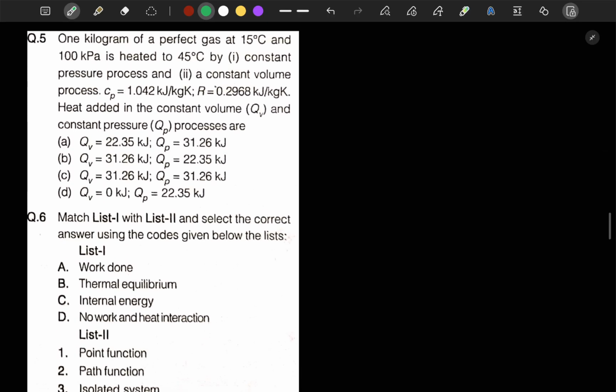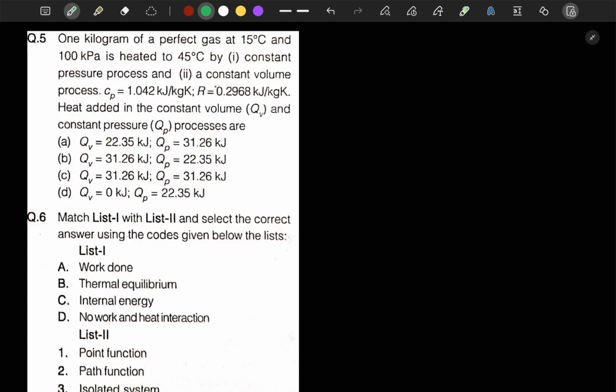1 kilogram of perfect gas at 15 degrees Celsius and 100 kilopascal is heated to 45 degrees Celsius by constant pressure process first, and second is constant volume process. Cp is given. Heat added in the constant volume and constant pressure processes are.